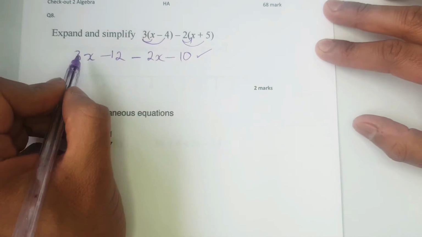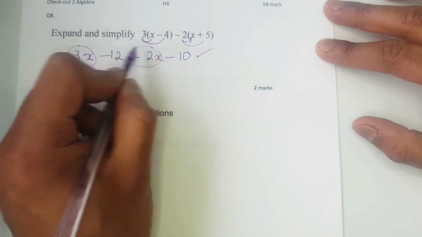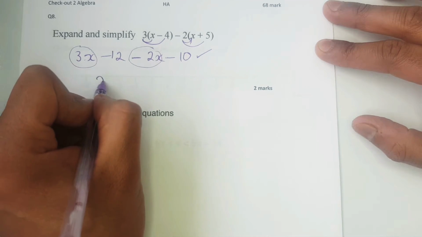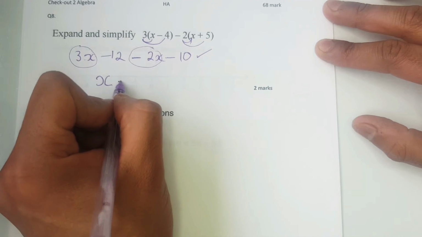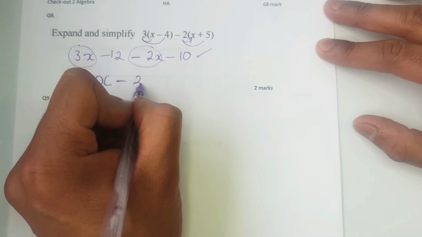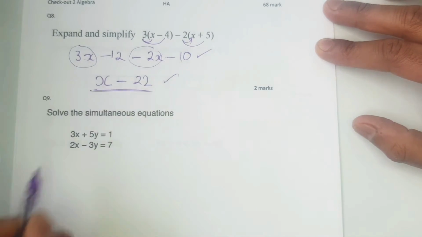That's your first mark. Then we simplify it by collecting the terms. 3x take away 2x is 1x, so I can just write x. Minus 12 take away 10 is going to give me minus 22, and that's my second mark.